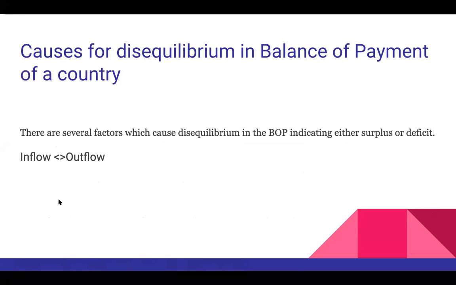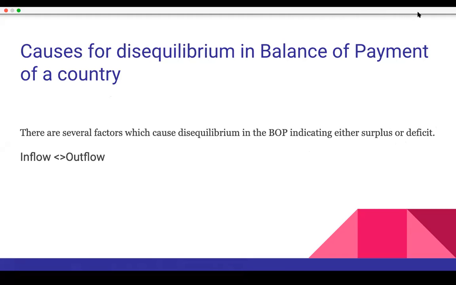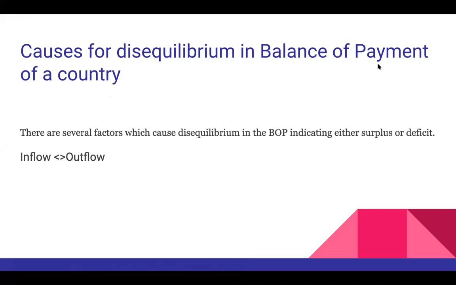Now, what is disequilibrium? In balance of payment, when you record your expenditure and income, you either get more outflow or more inflow. Inflow is not equal to outflow. Inequality between inflow and outflow is called disequilibrium. There can be either surplus or deficit. If there is no surplus and no deficit, where inflow equals outflow, we call it an equilibrium in balance of payment, right?